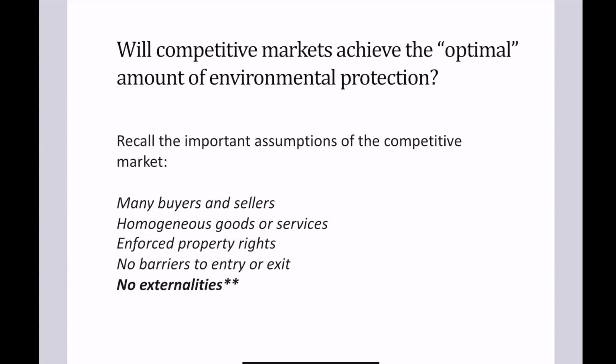There are many buyers and sellers. They're buying and selling largely homogeneous goods or services, homogeneous meaning identical. Property rights are enforced, so ownership rights can be enforced. There are no or very few barriers to entry and or exit, so firms can easily enter or exit the marketplace. And importantly here, with double asterisks and boldface font, there are no externalities.